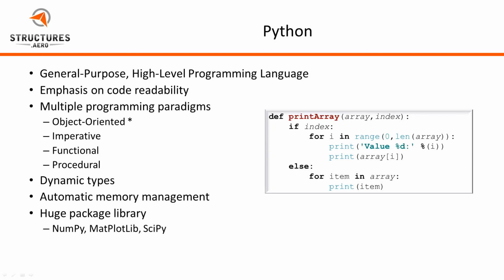Python, just to give a quick overview, it's a general-purpose, high-level programming language with an emphasis on code readability. It has multiple programming paradigms. Specifically, the one that we'll be looking at is object-oriented because we are dealing with an object-based API with FEMAP. It's dynamically typed, so you don't have to declare variables or what kind of objects the variable will hold. It has automatic memory management and a very large package library.